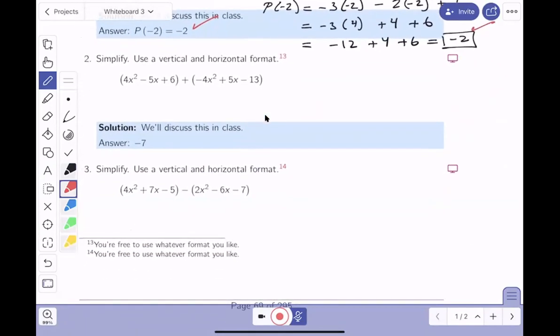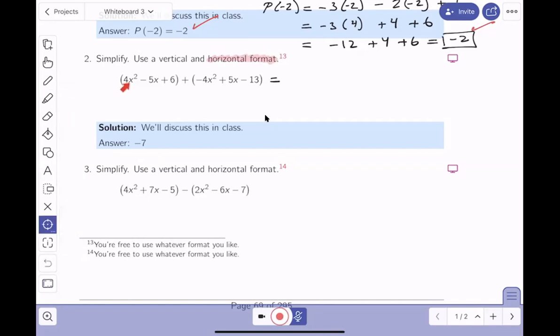The next one says use vertical and horizontal format. I like horizontal format. It's just my preference, but you may like vertical. So I want to just go through one at a time. I'm going to do horizontal first, and then I'll do vertical. So if you do horizontal, what I would do is just looking at the problem, I would just move left to right in the problem. And let me show what I mean by that.